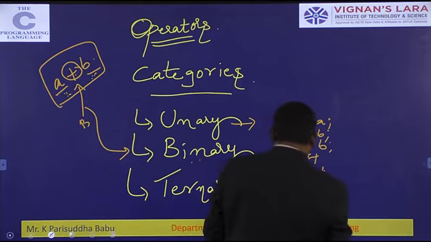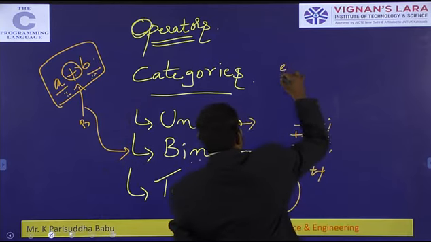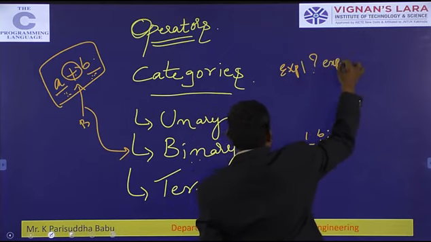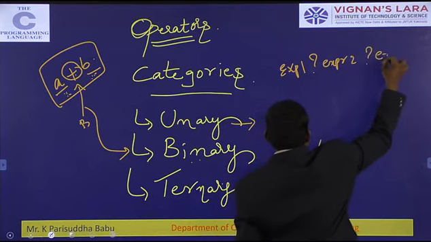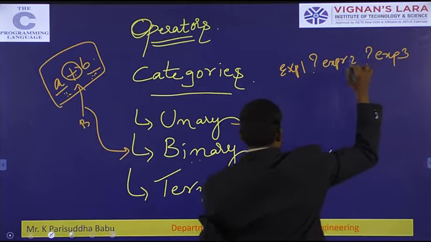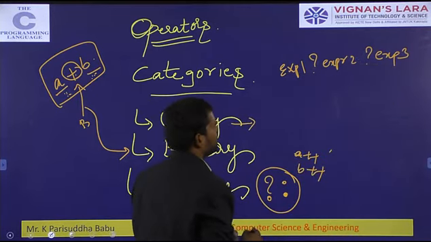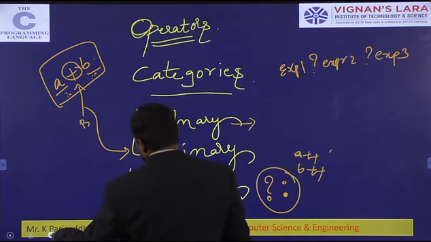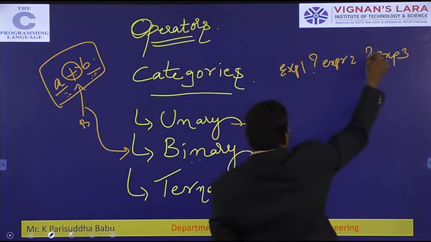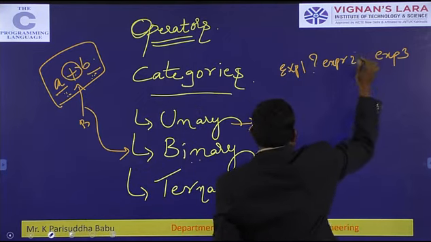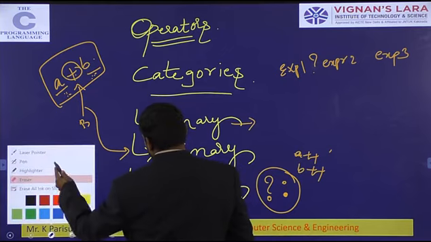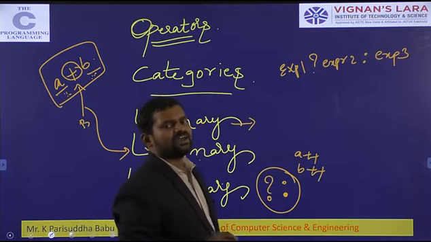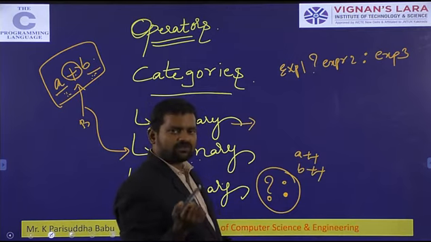Ternary operator representation: expression 1 question mark, expression 2 colon, expression 3. So, if an operator acts on one operand, it is unary.